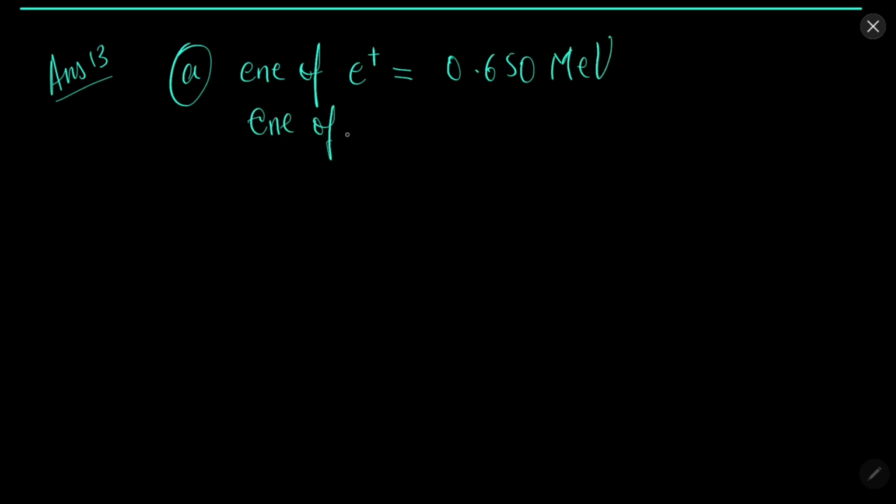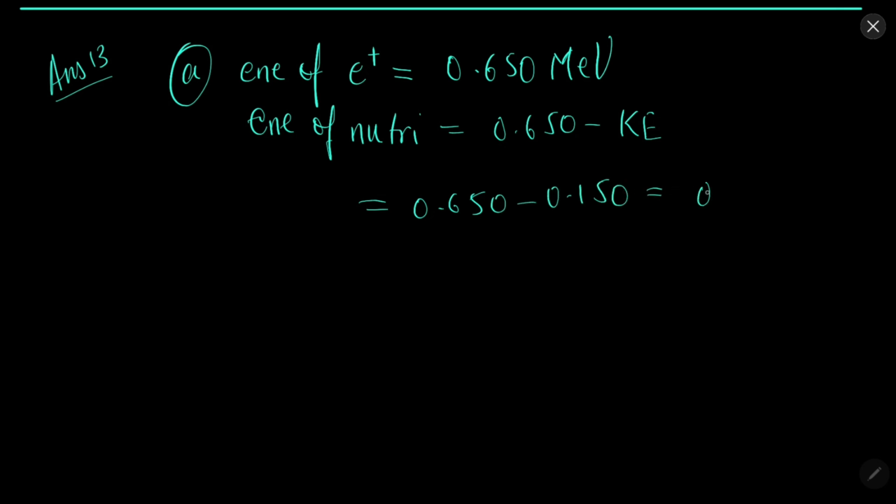So A part, the energy of the positron is given, 0.650 MeV. Energy of neutrino is 0.650 minus the kinetic energy of the positron. So 0.650 minus 0.150, 0.5 MeV, or you can also call this 500 keV.